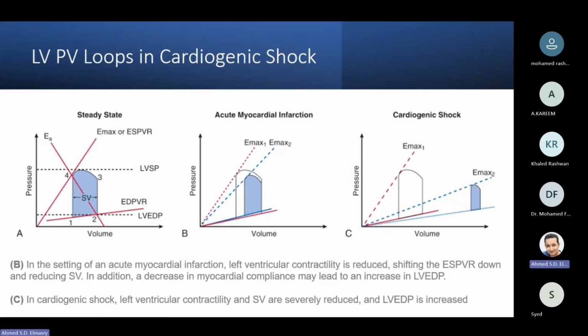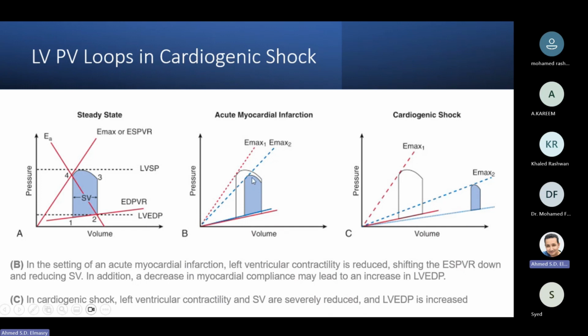And the most important are the left ventricle pressure volume loops, especially in cardiogenic shock. So this is the steady state of a normal functioning heart. And this is the pressure volume loop of a patient with cardiogenic shock after acute myocardial infarction. And this is the left ventricle pressure volume loop in a patient with cardiogenic shock who has started to be dilated.